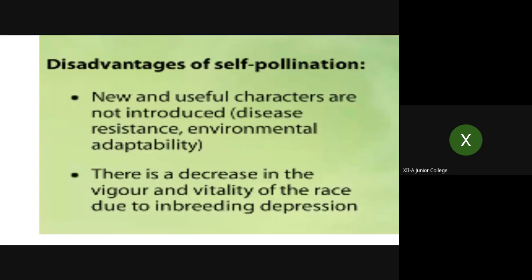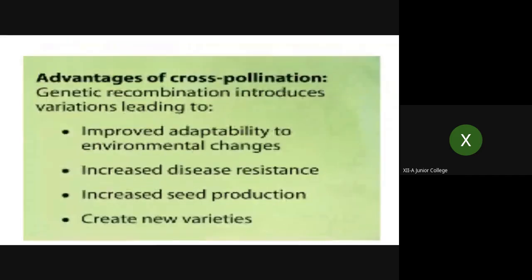And the second is a decrease in the vigor and vitality of the race due to inbreeding depression. After every generation, what happens? The vigor gets reduced. The same characters are inbred and carried forward to the next generation. Generally it is observed that production lowers down, and the vitality rate also comes down. After a few generations the vigor becomes very poor, and there are chances of some important characters getting eliminated.